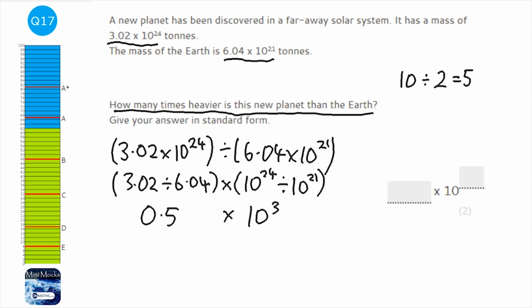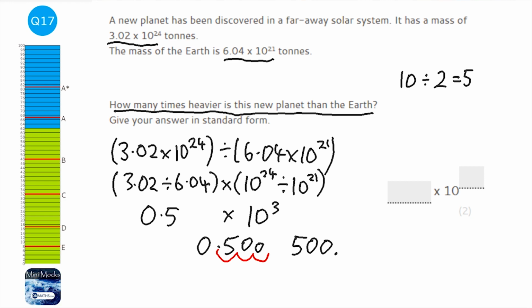Now the problem is this isn't standard form. If I write this out, so we'll do 0.5 and it's to the power of 3, so it will be 1, 2, 3. Let's fill those in with zeros. So that's equivalent to 500.